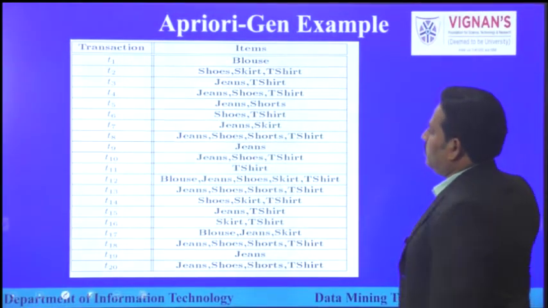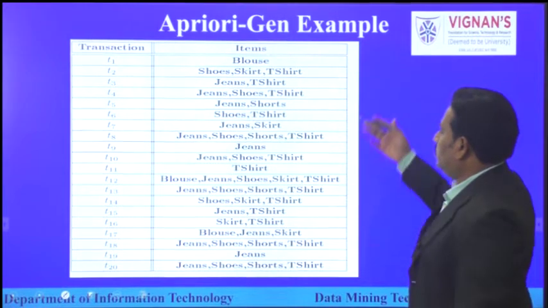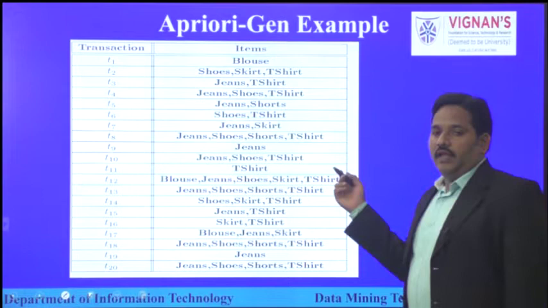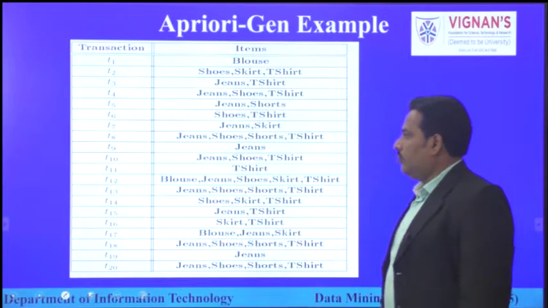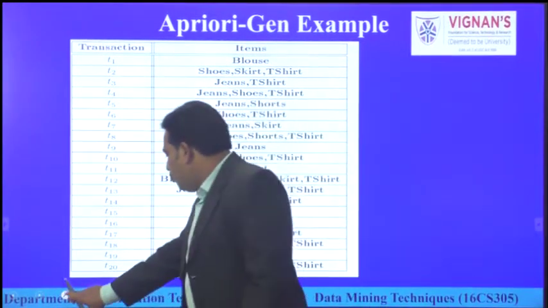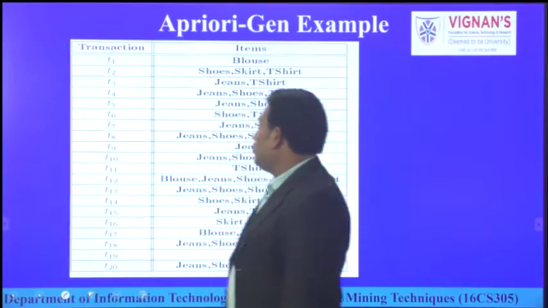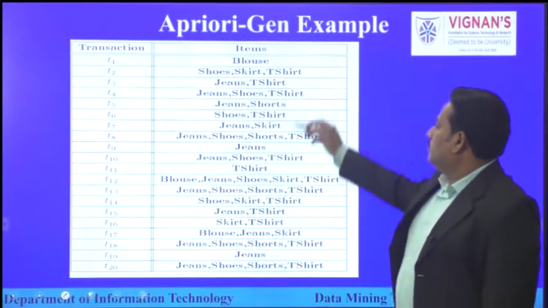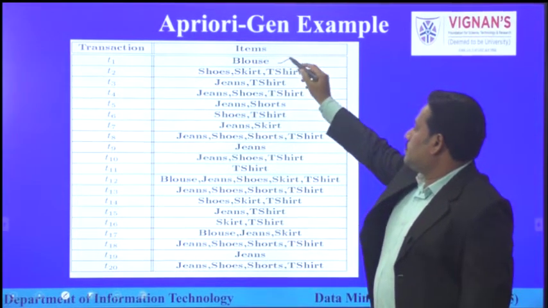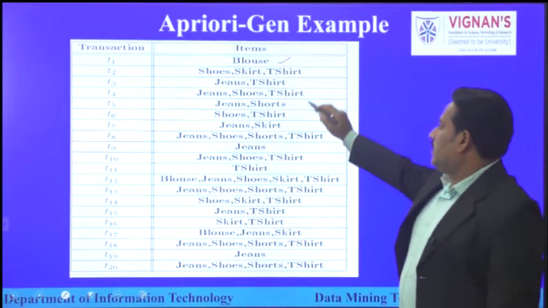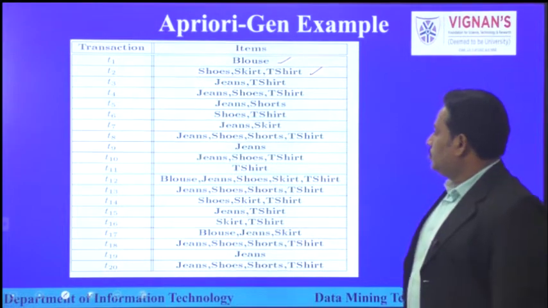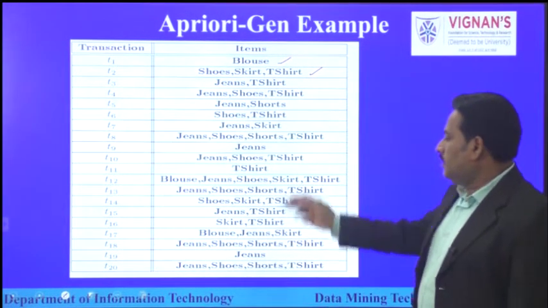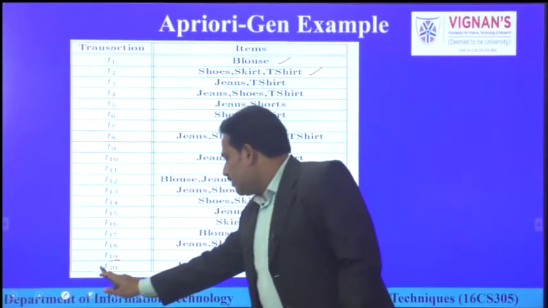Now this is the example of a priori generation based on another data set. Here we have 20 transactions in total. Among these 20 transactions, if you observe carefully, the first transaction purchased by a customer is only a blouse. In the second transaction, shoes, skirt and t-shirts have been purchased by another customer. Like that we have 20 transactions in total.